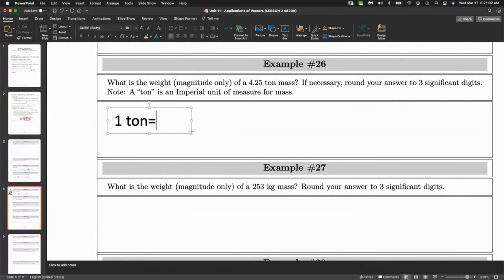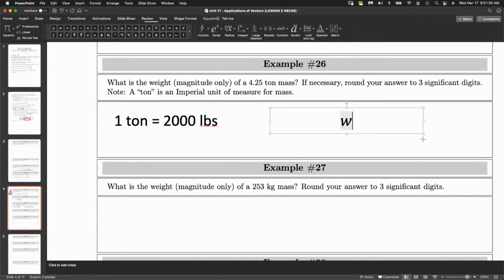So 1 ton is equal to 2,000 pounds. I think you should know that from your past experience. But if you don't know that, now you know it. 1 ton is 2,000 pounds. Since it's an imperial quantity, the answer is simply that.